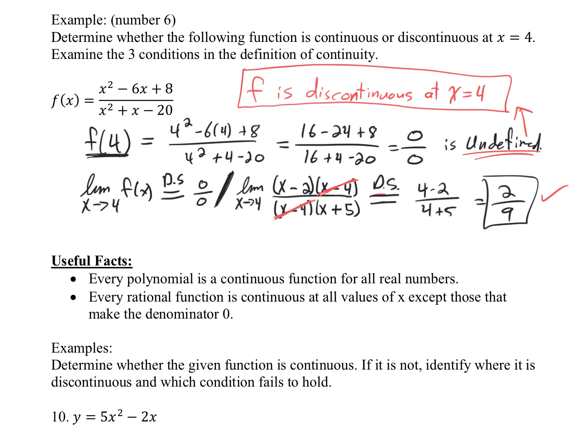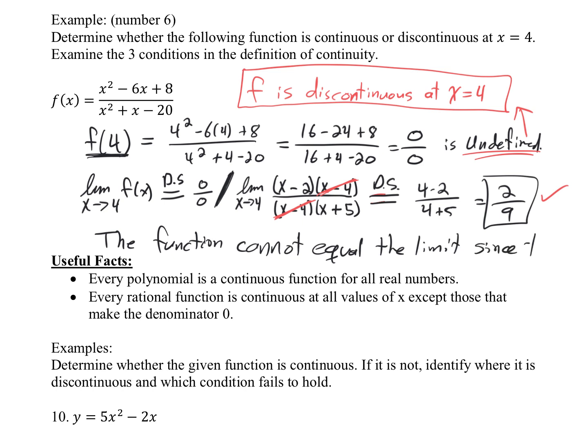In order for a function to be continuous, it has to be defined, the limit has to exist, and then these two things must be equal to each other. The limit exists, however, the function was not defined. Since it wasn't defined, there's no way those two things could have been equal to each other. Let's just write a short little phrase that says that. The function cannot equal the limit since the function is not defined.